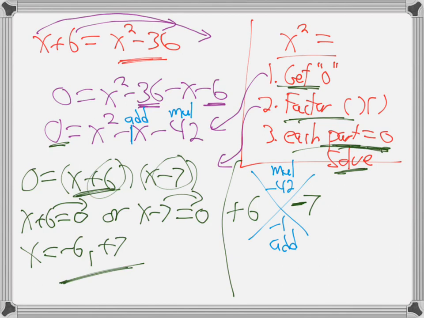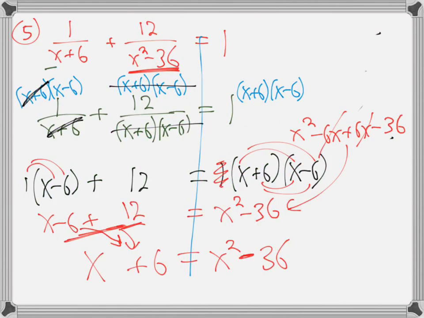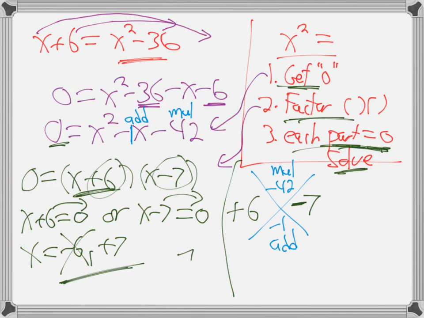A -6 is a bad one. Cross it out. If you put that -6 back in the original, for x, it'll make that bottom 0, which is undefined, which can't be. So the only answer is 7 after all that.